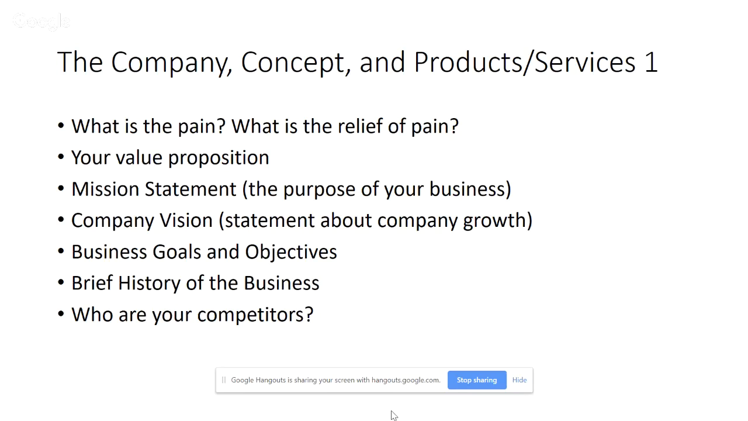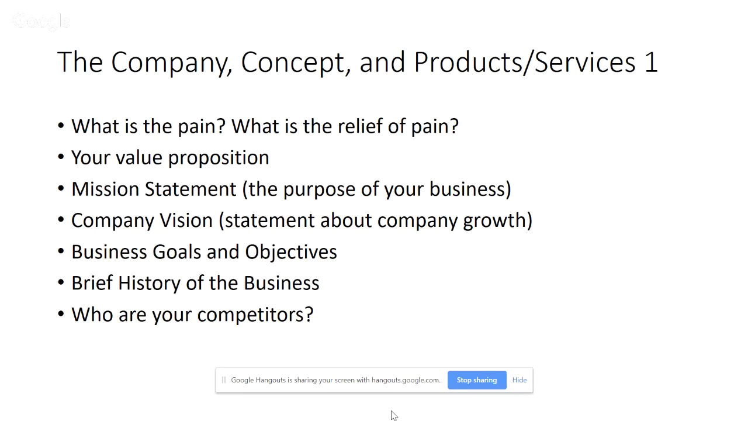Value proposition basically is the benefit that the customer gets from the product or service you're offering. So your value proposition is usually that pain relief. In this section, you also want to identify the mission statement, the purpose of your business. The mission statement usually addresses what you're doing now. Then you want to have a company vision statement about your company growth, which outlines what the company wants to be in the future.